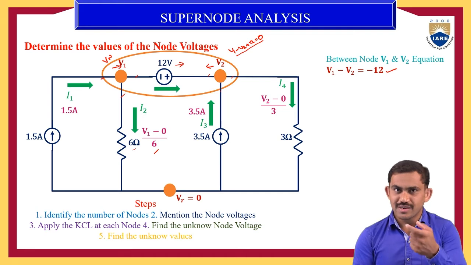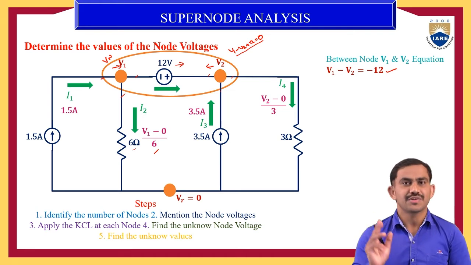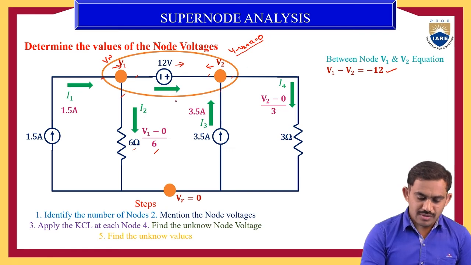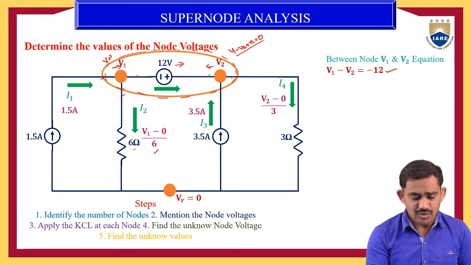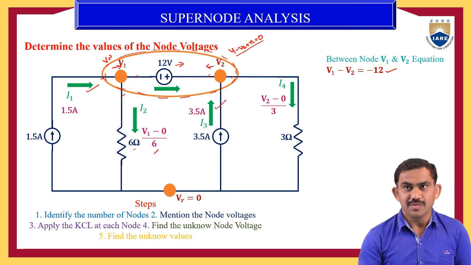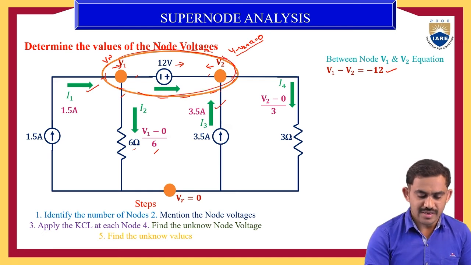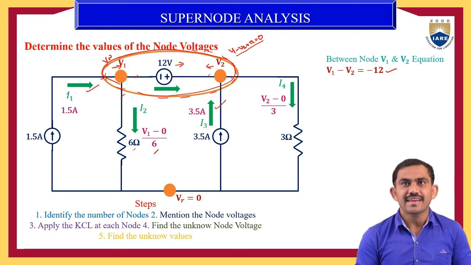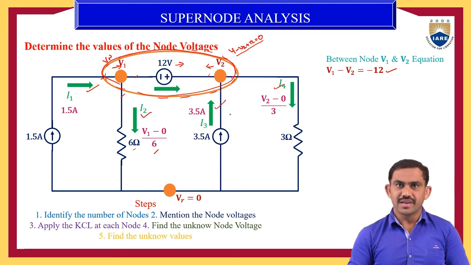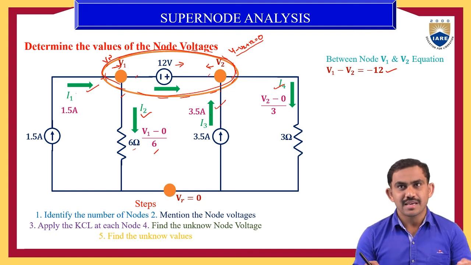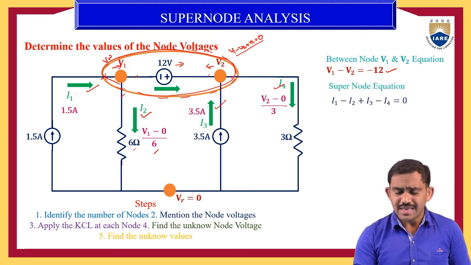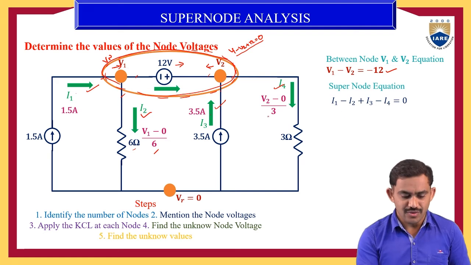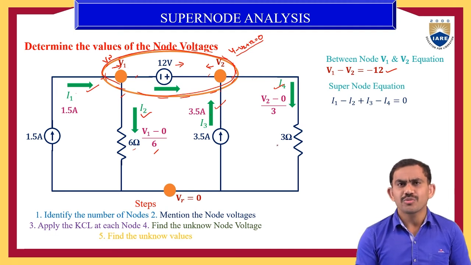So between two nodes I have one ideal source, and using that ideal source I have one equation. Now this is your supernode. In this node, how many incoming currents do we have? I1 is incoming and I3 is also incoming. For this total node, I1 and I3 are both incoming and I2 and I4 are both outgoing currents. So you can write the equation there. At the supernode, the equation is I1 minus I2 plus I3 minus I4 equals 0.